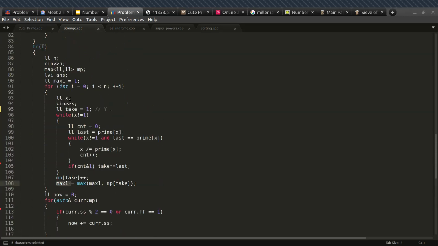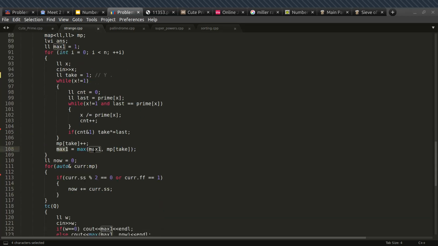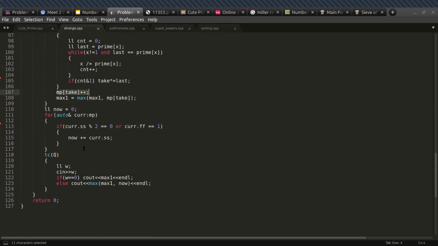As I said, max one is the beauty of the array at iteration 0, which is just the maximum of all the mapped y values. So max one is at iteration 0. Now over here I compute at the first iteration and so on.